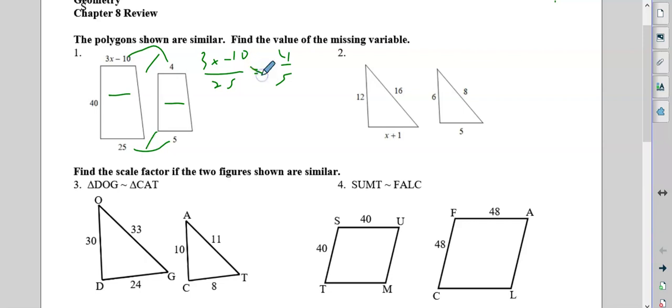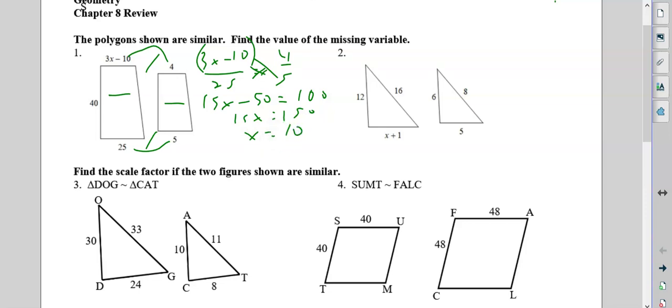Now, when we cross multiply, don't forget to put this in parentheses. So 5 times 3 is 15x minus 5 times 10 is 50, equaling 100, 4 times 25. Now we add 50 to both sides, we get 15x equals 150, and divide by 15, x equals 10.